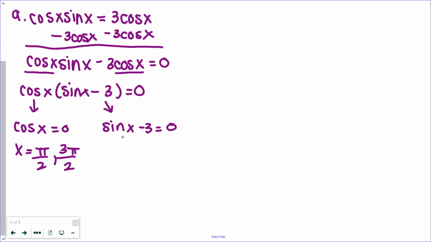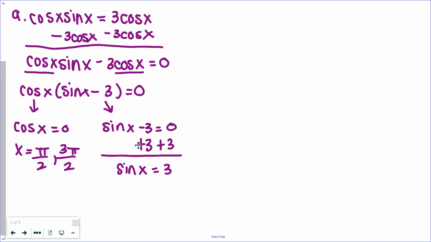Now let's look at this sine part. I'm going to get sine by itself by adding 3 to both sides. So we get sine x equals 3. Now, I don't know if you remember, but back when we talked about inverse functions and we were looking up these values on our unit circle, we talked about the domain and the range of sine and cosine.